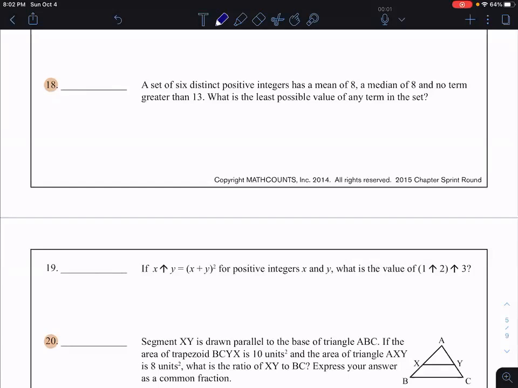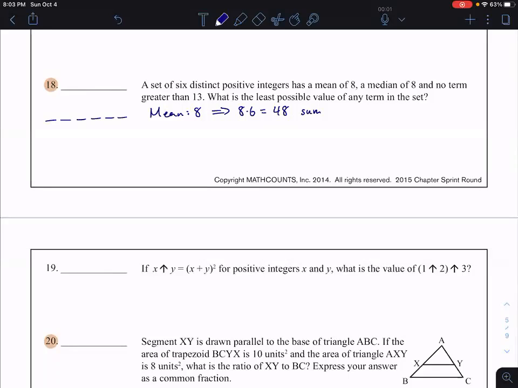All right. Question 18 asks what the least possible value of any term in the set is. So first of all, let's just draw 6 lines. We have 6 terms, and you know that the mean is 8. And if the mean is 8, then that just means that your sum is 8 times 6, or 48. So 48 is the sum of all the digits.